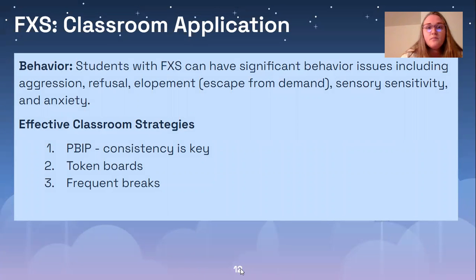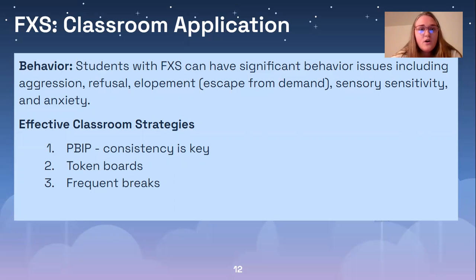So behaviors can be wide ranging. They can be almost indistinguishable from peers, or they can have aggression similar to what you would see in autism, elopement, refusals. They can have sensory sensitivity and anxiety. But as you saw in the video, I also want to point some positive behaviors out. They are often very happy and social and friendly, and they can be outgoing and a lot of fun to be around.